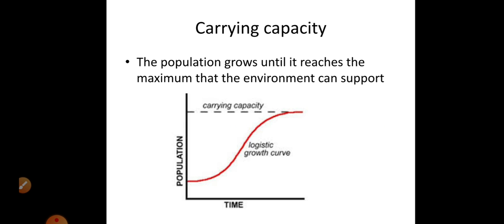The carrying capacity is the maximum number of individuals that the environment can support. For example, 1,000 rabbits can be found in this farm. If they reach 2,000, it will be hard for the environment to handle them and feed them, and there will be problems. They will start to compete on food sources and so on.